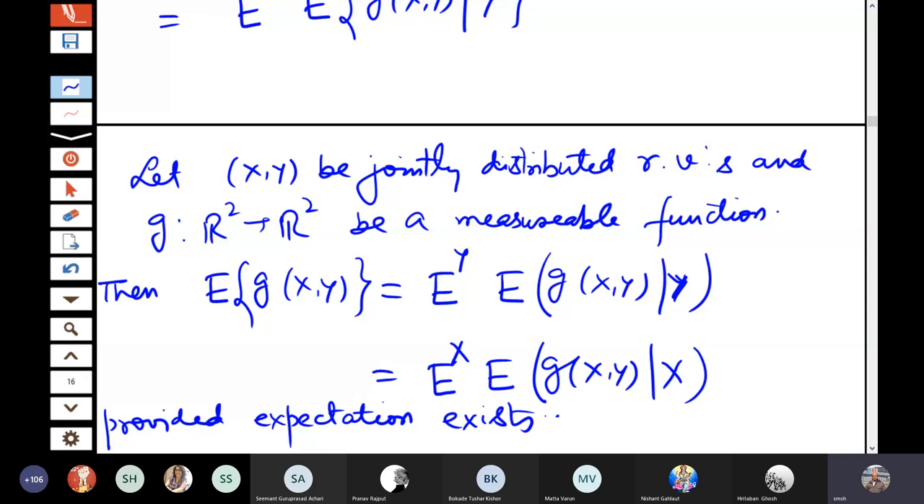Excuse me, sir. Here, g is a function from R2 to R2 or R2 to R? Yes, it is R2 to R. It can be R2 to R2 also, because then it will become a two-dimensional term, but right now let us talk about one term only. Anyway, we are not considering that right now. So is it okay? Yes, sir.